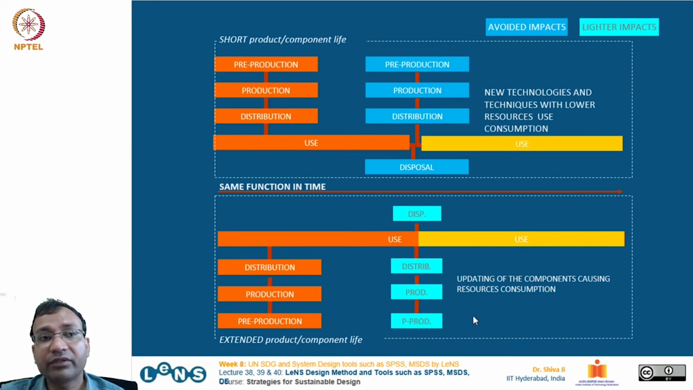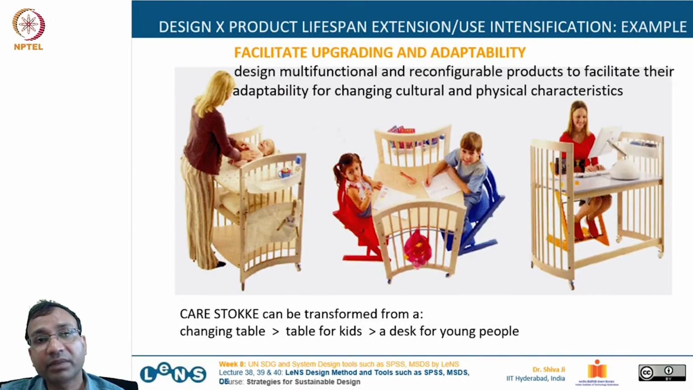So here, if we see the time span required for a product to function and reach the end of its life cycle, that can be extended, so that the need for another item, another same product, can be minimized. For example, if you see over here, this is a beautiful example taken from home based furniture.